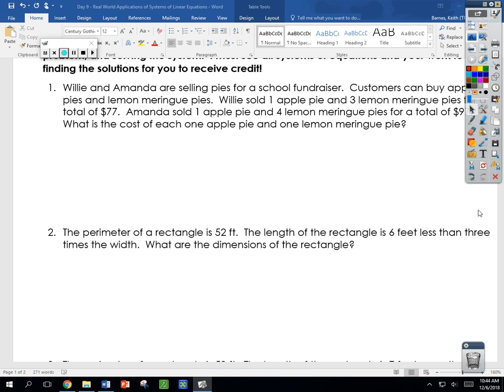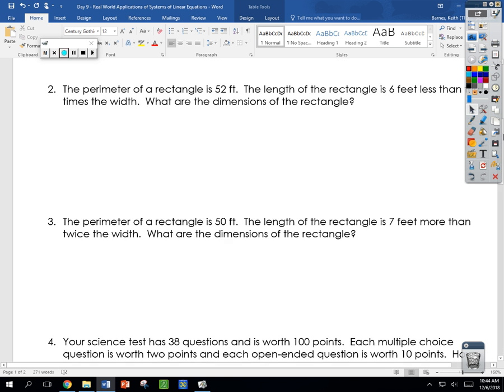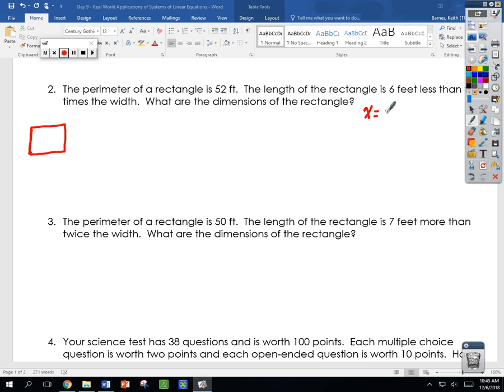When you're looking into setting up number 2, it talks about the perimeter of a rectangle is 52 feet, so the first thing I'm going to do is visualize a rectangle. It talks about what are the dimensions, so x would be one of them, so length, and y would be width. Those are the 2 things I don't know.